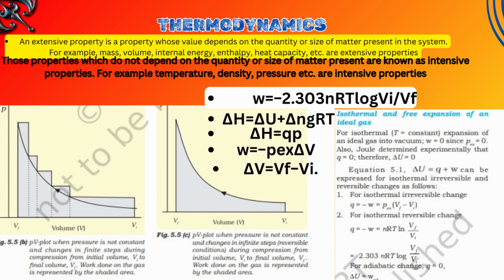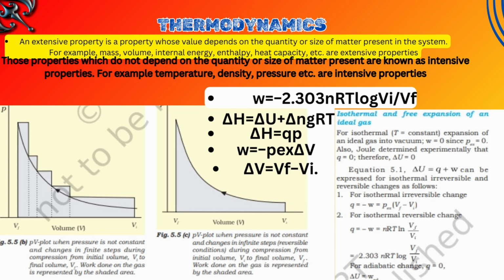If the external pressure changes in finite steps, the total work done is the sum of all intermediate steps. W equals negative summation of P delta V. For a reversible process where pressure changes infinitesimally, the work is calculated using integration. W equals negative integral from Vi to Vf of P dV. This shaded area under the curve represents the work done.